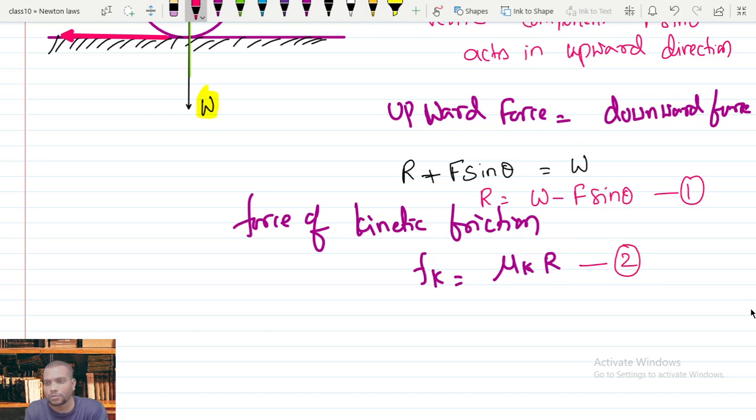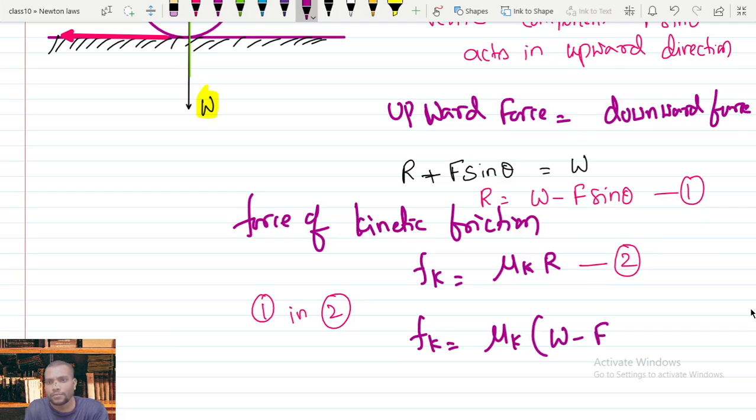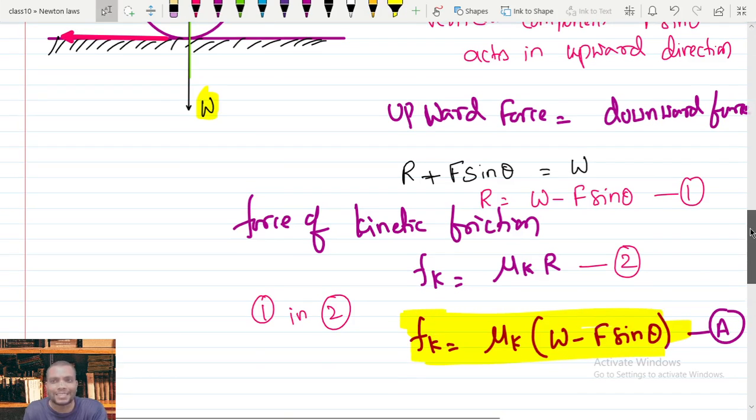Now this is equation 2. Substitute 1 in 2, and you get the expression for F_k. F_k equals mu_k times (W minus F sin theta). Let us take it as equation A. This is the magnitude of the friction force in the pulling action.